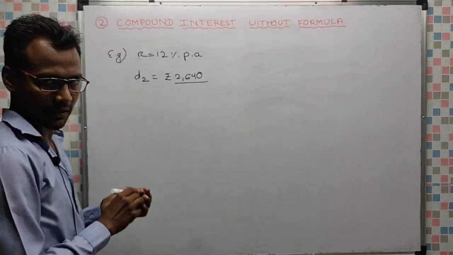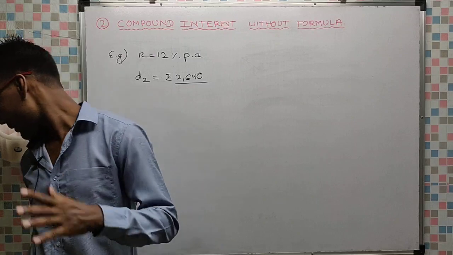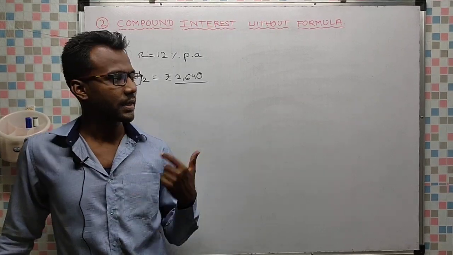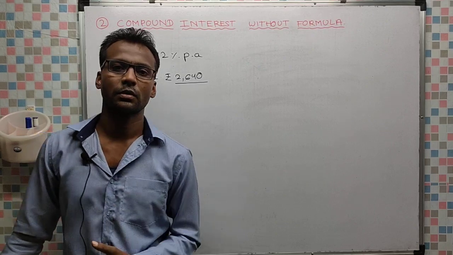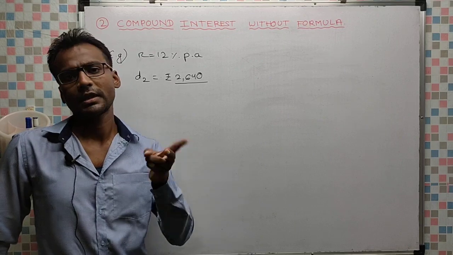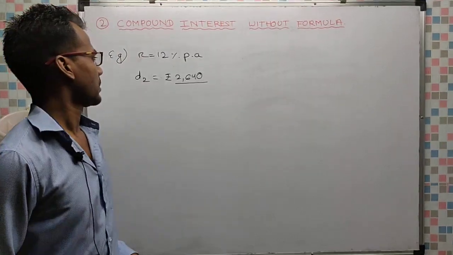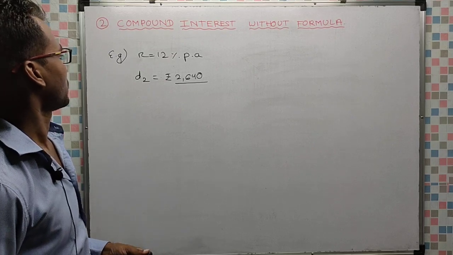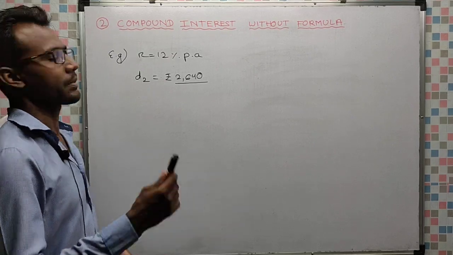Second year depreciation is given, and we have been asked to find the original cost of the machine. This question can be solved by taking the original value as x or by taking it as 100. We can take any value. Suppose I'm taking x.